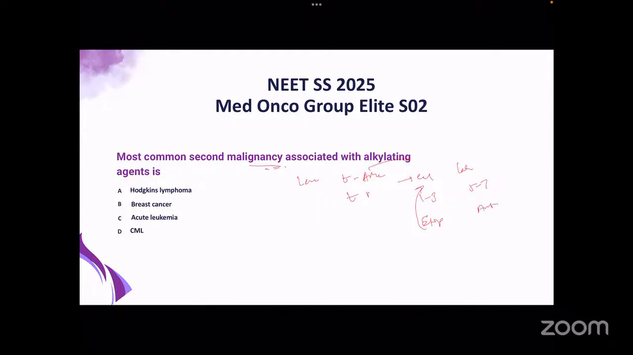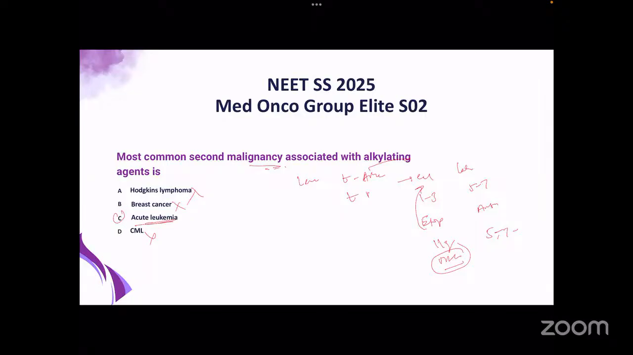The common genetic abnormality seen in early AMLs is 11q abnormalities, which involves the MLL gene, and in late it is 5 deletion and 7 deletion. Remember, 5 to 7 is 5 and 7 deletion. Early is etoposide, 11q or MLL. So the common cancer is acute leukemia; that is the answer. Hodgkin lymphoma and CMLs are not common.